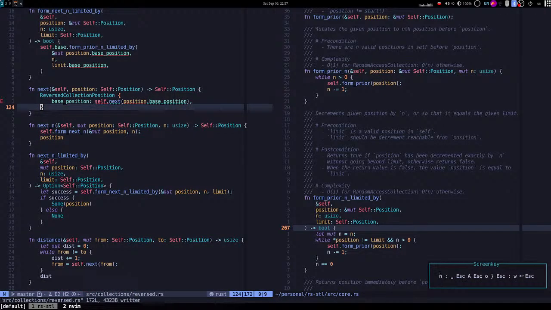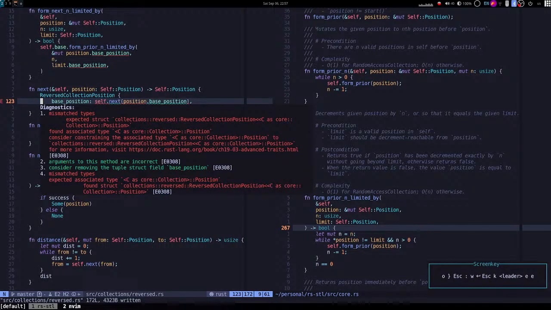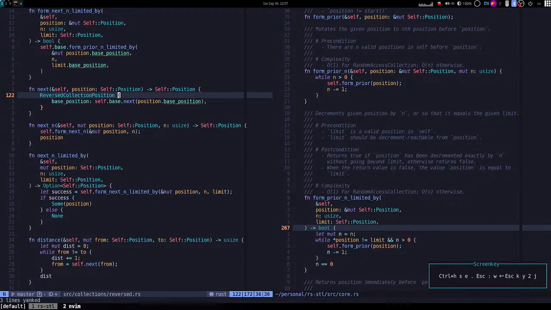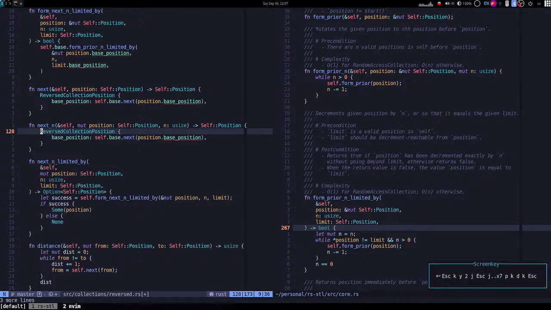Something like that. Self dot base dot next. So yeah, that can be one way to implement it. I don't know. I'm not sure basically how effective is that conversion. So I am relying on that. This one is more effective.